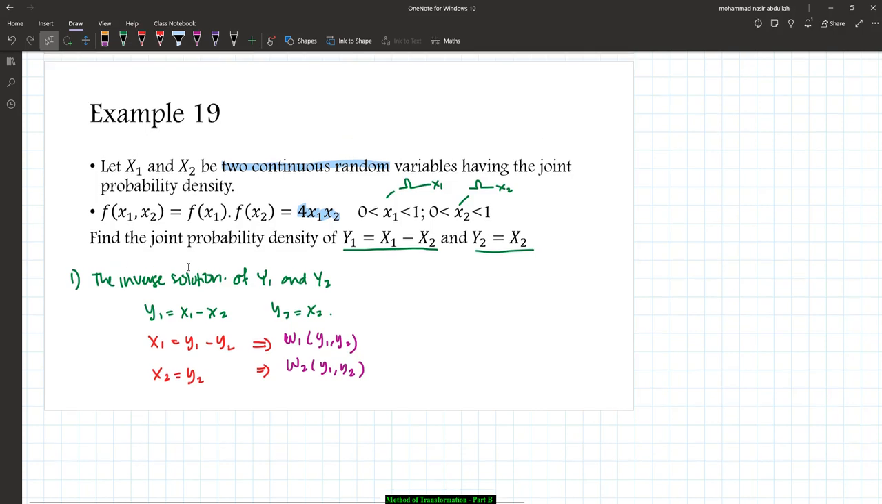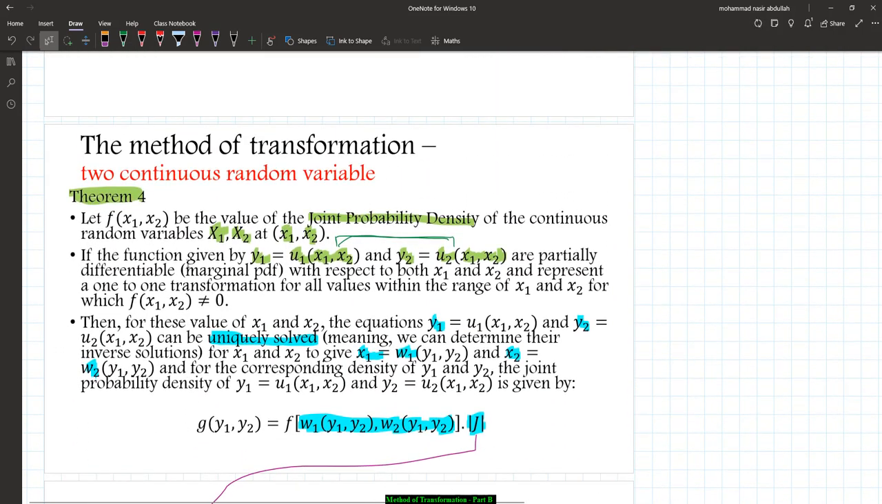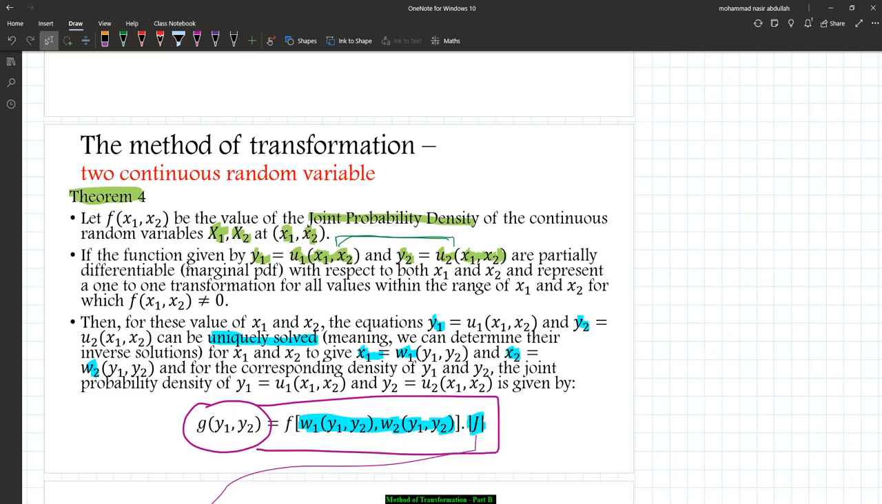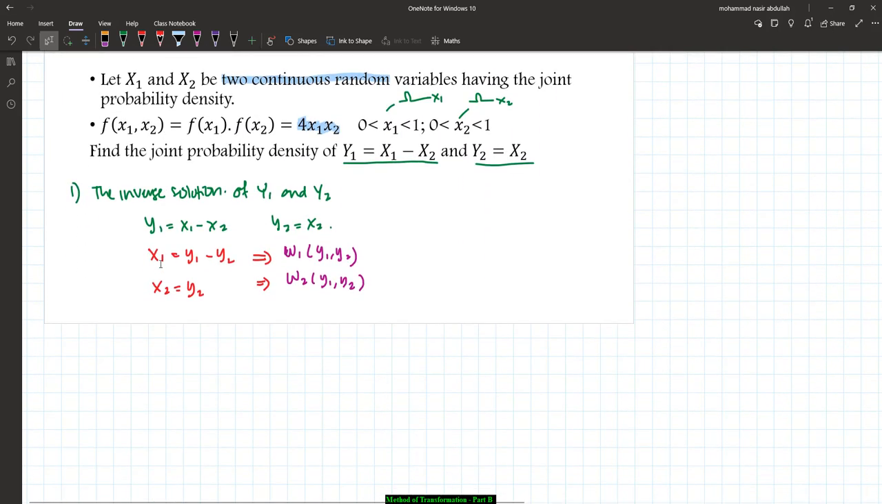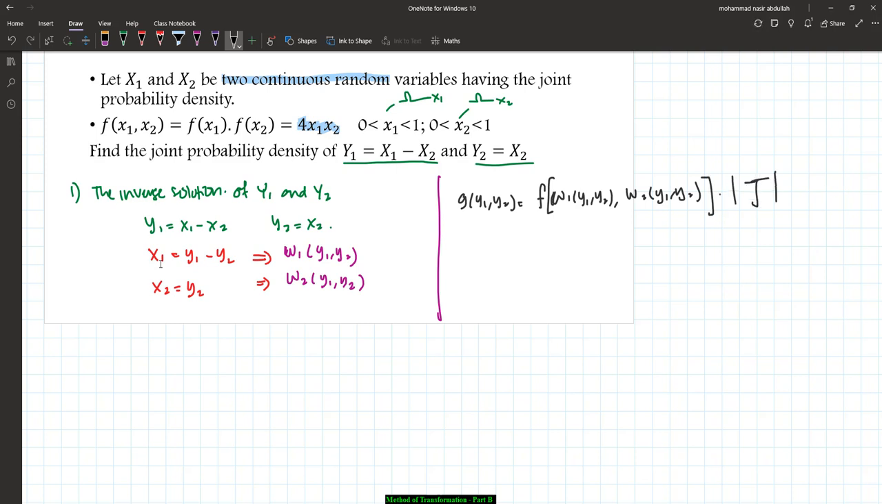Right, remember theorem number 4 says that if you want to find a new function, this is the formula. We're going to find the function of joint w1 and w2 and multiply with the determinant of the Jacobian. So before we go to the second step, let's write the function g of y1 and y2 is equal to f of w1 of y1, y2 and w2 of y1, y2, multiplied with the determinant of the Jacobian matrix. So this is the formula. Let's solve for the Jacobian matrix first so we can move forward.